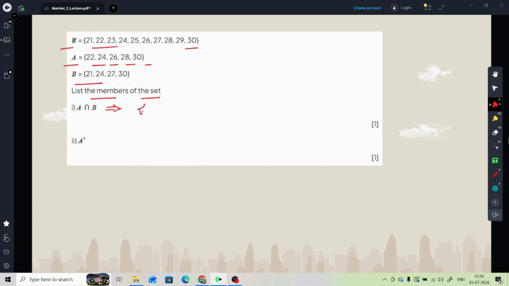A intersection B, how much will it be? So just check it out. 21, no. 24, yes. 27 or 26, no. 28, no. 30, yes. So two answers are there, 24 and 30 in this set.